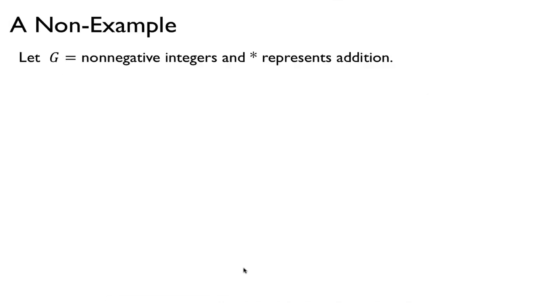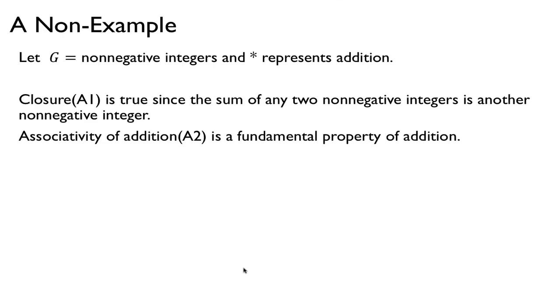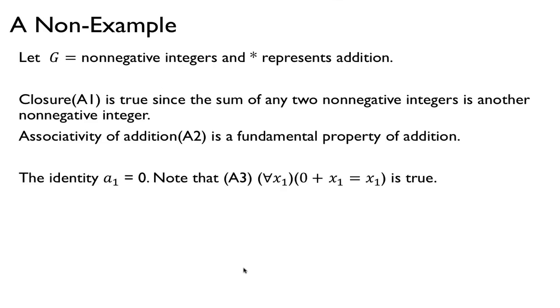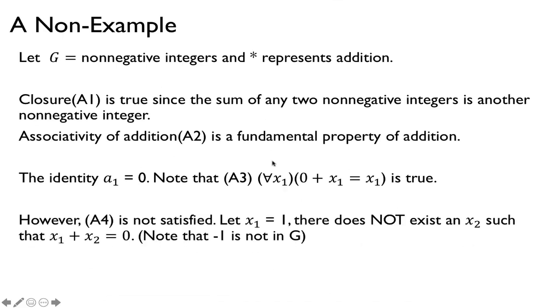Here's a non-example. What if G is the set of non-negative integers, and the operation is addition also? Again, the first few properties are obvious. You can check those, and this is the identity. Everything's the same as before, basically, except that there are no inverses. Given an element, if that element is non-zero, there's no inverse.